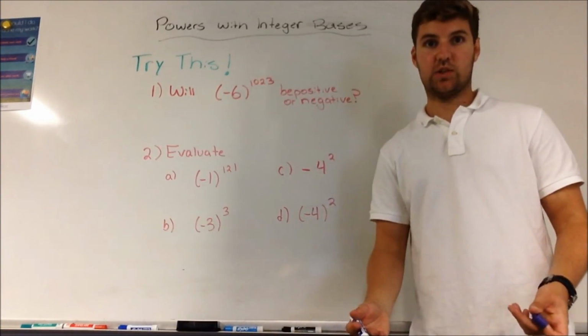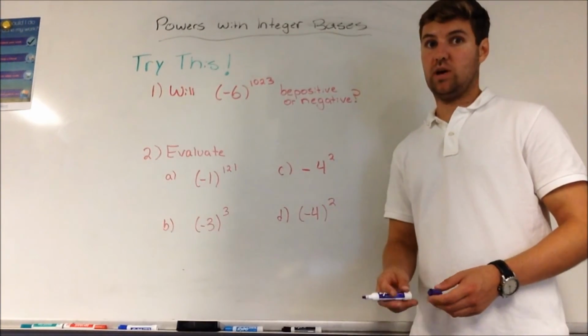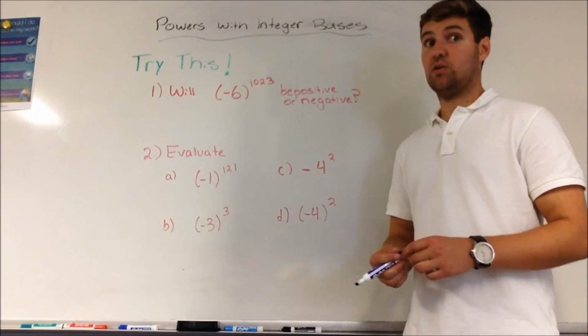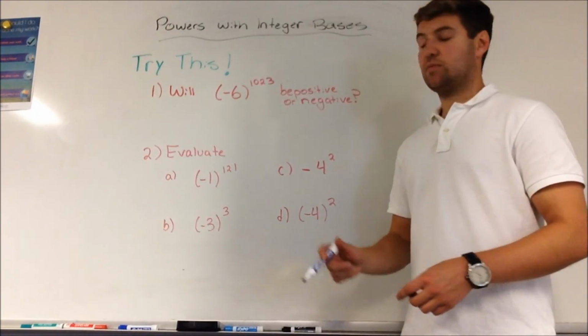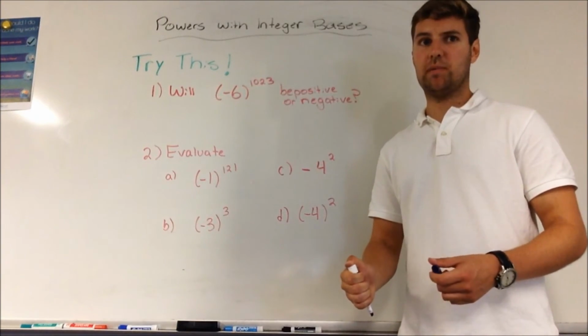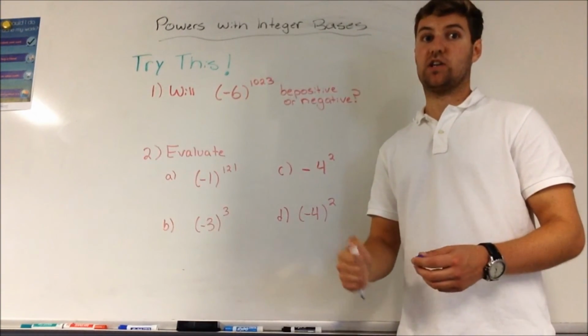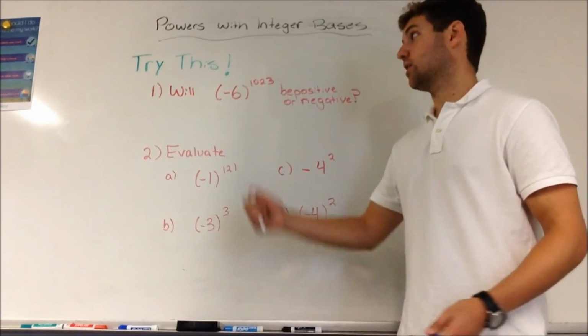Okay, hope you've had a chance to try these on your own and practice them. Let's take them up. Question number 1. Will negative 6 to the exponent 1023 be positive or negative? Well, remember, if we have a negative base, we know it will be positive or negative by looking at our exponent. Whether it's odd, then it will be negative, or even will be positive.